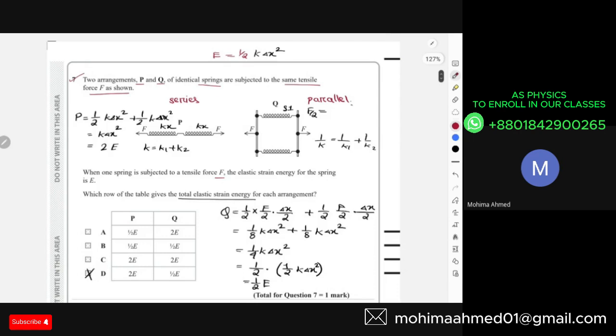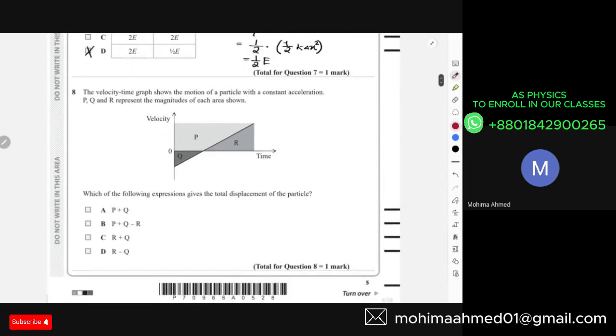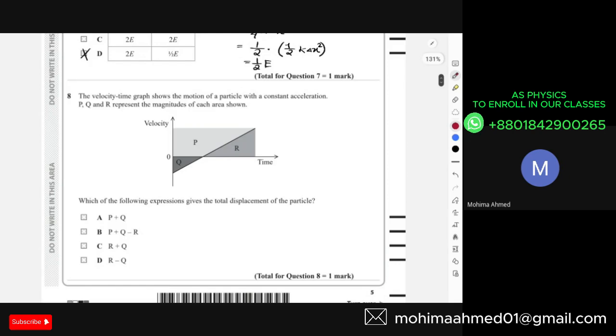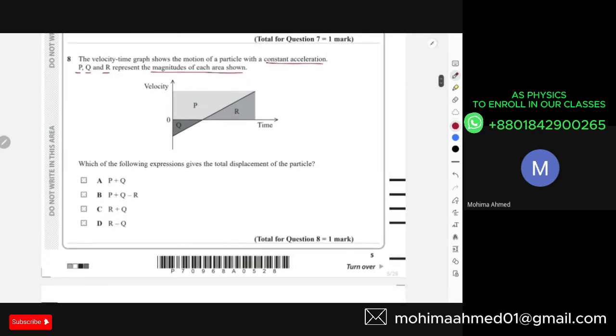Okay, so we're done with 7. If we move on to 8 now, the velocity time graph shows the motion of a particle with constant acceleration. At points P, Q, R represents the magnitude of each area shown. Okay, this is outside the graph, we can understand, right? P is not inside the graph. And which of the following expressions gives the total displacement of the particle? So for the total displacement of the particle, yes, Q is for this section, that's correct.